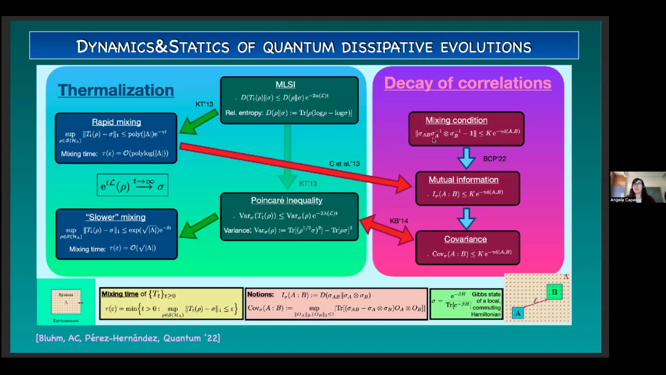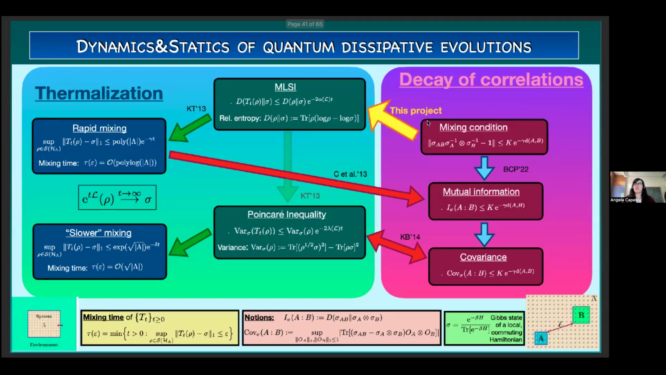So now the natural question is, can we find a way to come to the MLSI from the right side, from any of these conditions? And as you can imagine from the arrow here, what we are doing is relating this decay of the mixing condition to having an MLSI.